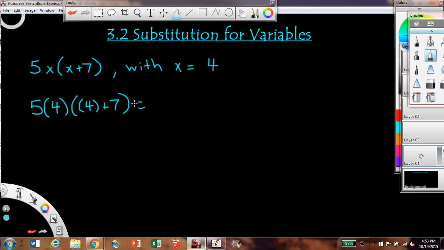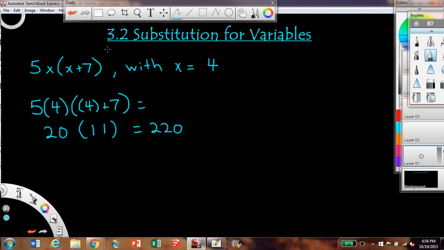And here we're going to do order of operations. Left to right multiplication. Actually, parentheses first. So inside these parentheses, I can add 4 plus 7 and get 11. 5 times 4 is 20. So now I'm multiplying 20 times 11, which is 220. So all we did was replace the x's with 4s. Make sure that whenever you take out a variable, you put parentheses and then the value in its place. So whenever you substitute for a variable, remove the variable, put parentheses, and place the value inside.